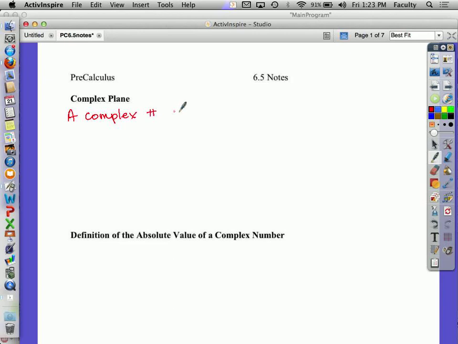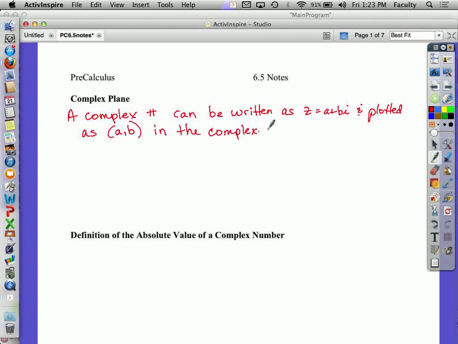A complex number can be written as z equals a plus bi and plotted as (a, b) in the complex plane. So we did this in Algebra 2 last year, where we have the real axis and the imaginary axis.